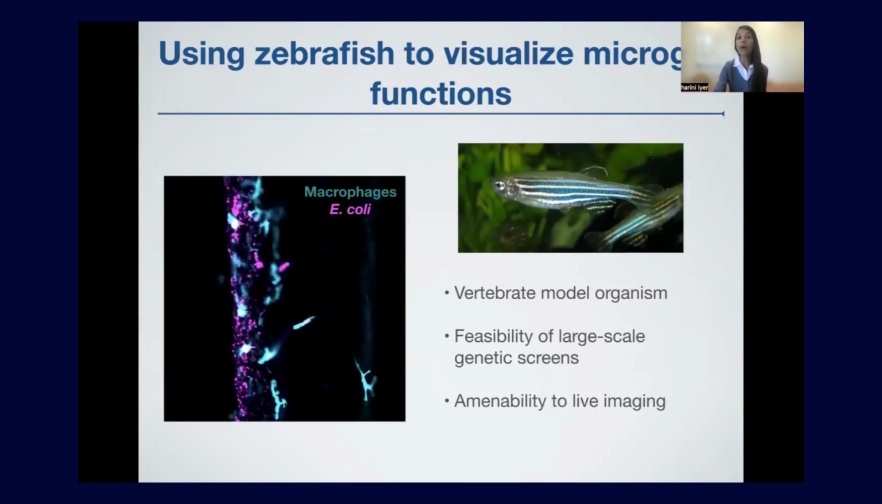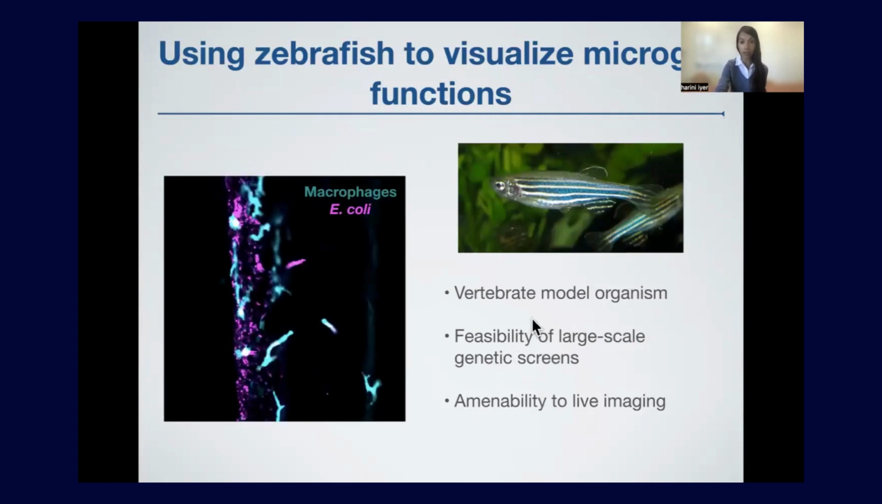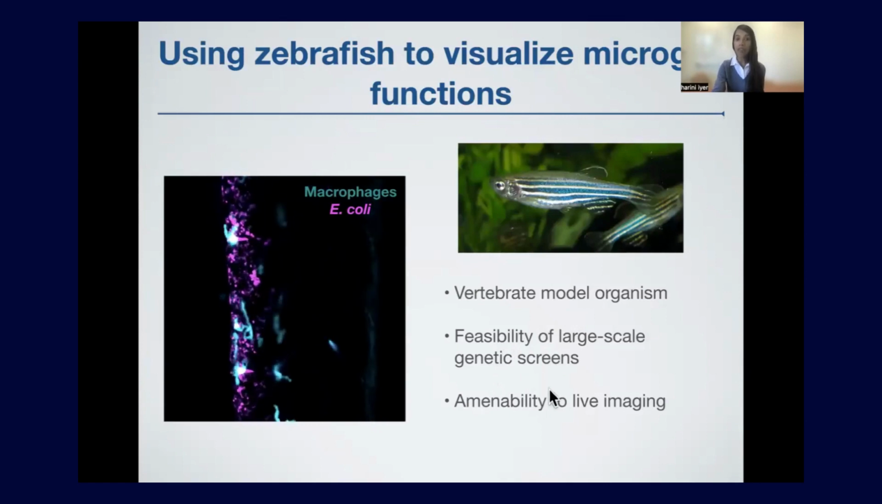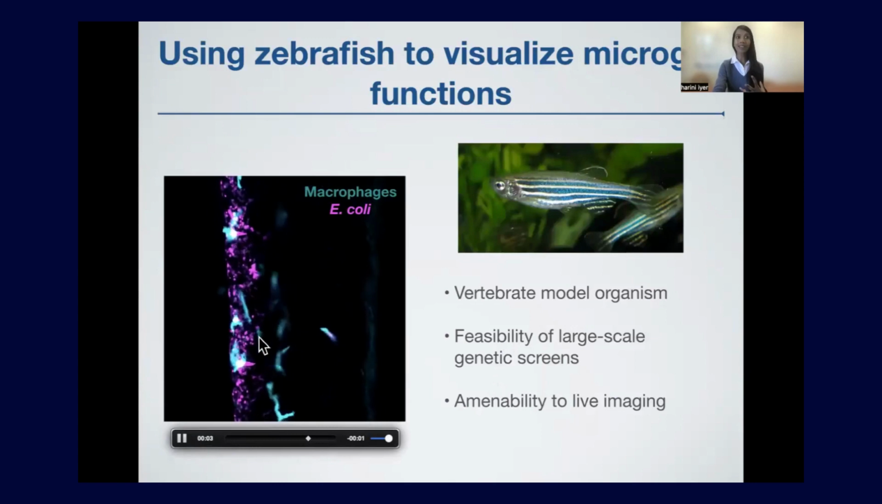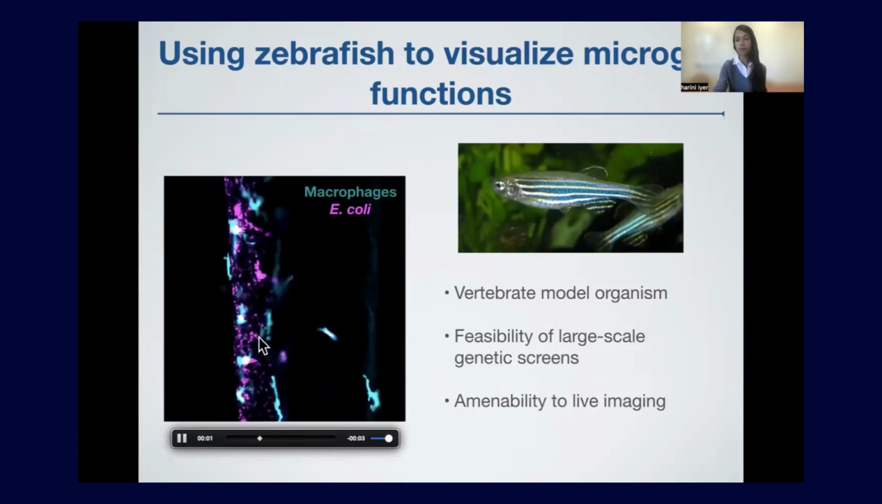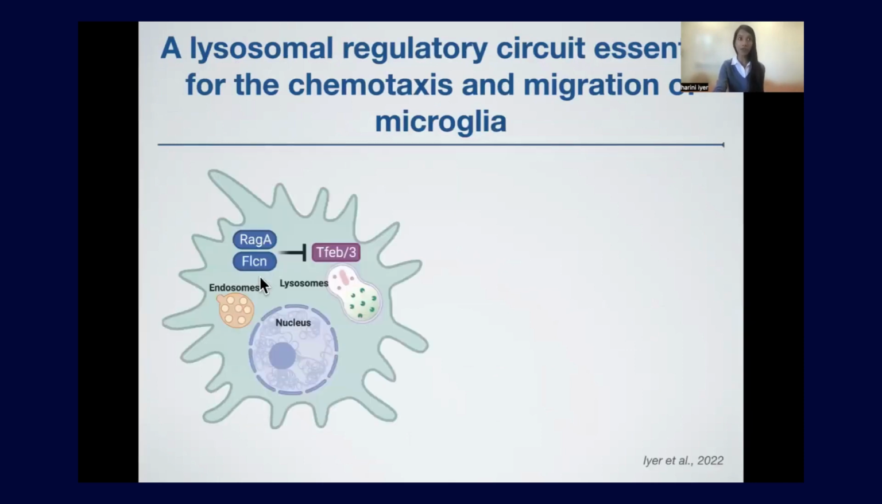I will show you how I intend to use the many advantages of zebrafish, including the feasibility of large-scale genetic screens and live in vivo imaging, as you see on the left here, to illuminate lysosomal signaling pathways in microglia. As a postdoctoral trainee, I showed that the key lysosomal transcription factors, TFEB and TFE3, must be repressed for the normal development of microglia. Prior to my work, it was widely thought that TFEB and TFE3 are essential for the activation of all lysosomal pathways.